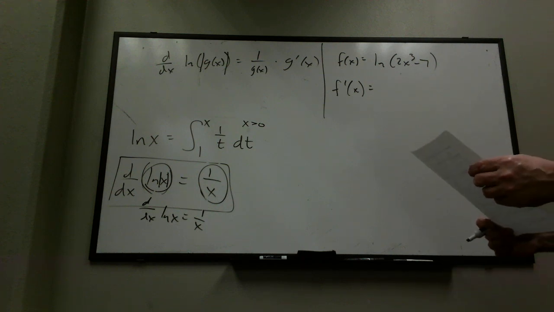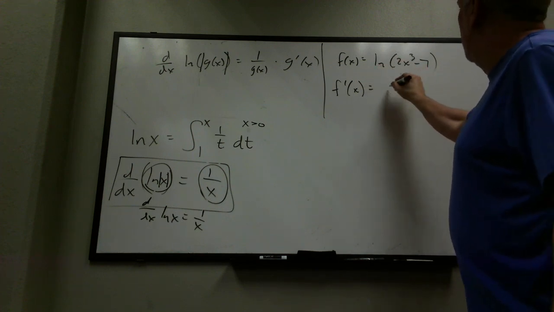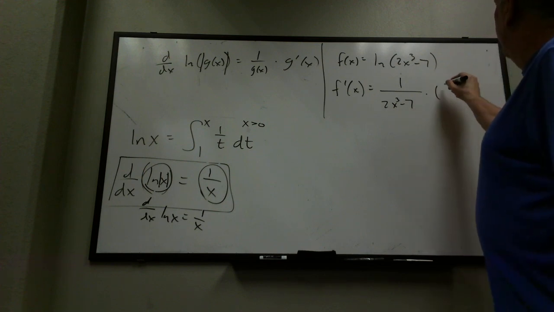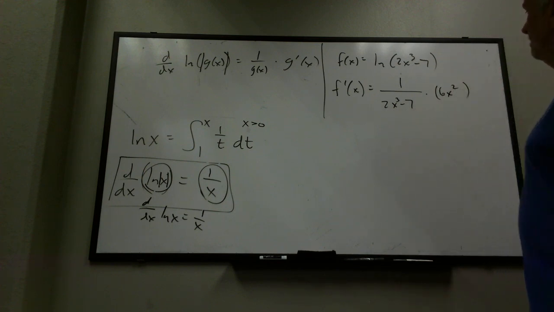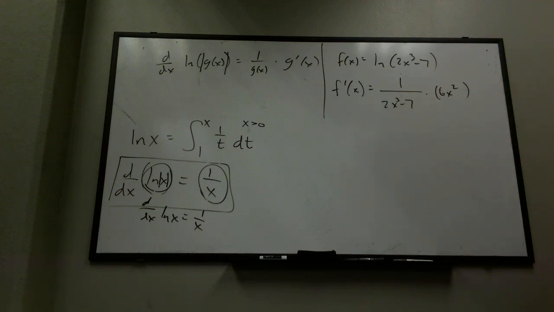Okay, so let's see what we get here. So this is chain rule. The derivative of log of stuff is 1 over the stuff times the derivative of the stuff. And if you want, you obviously can put the 6x squared in the numerator.